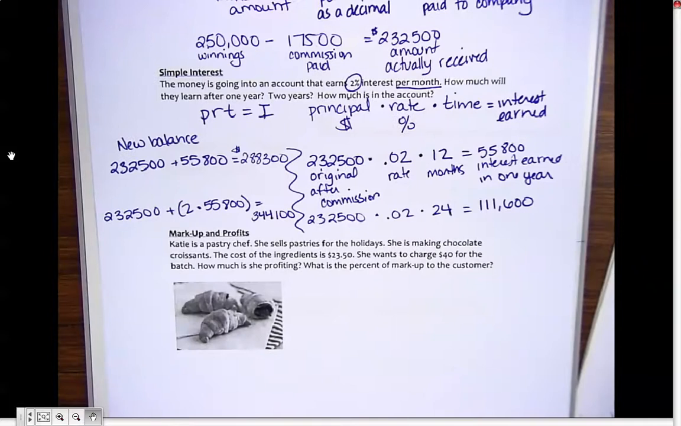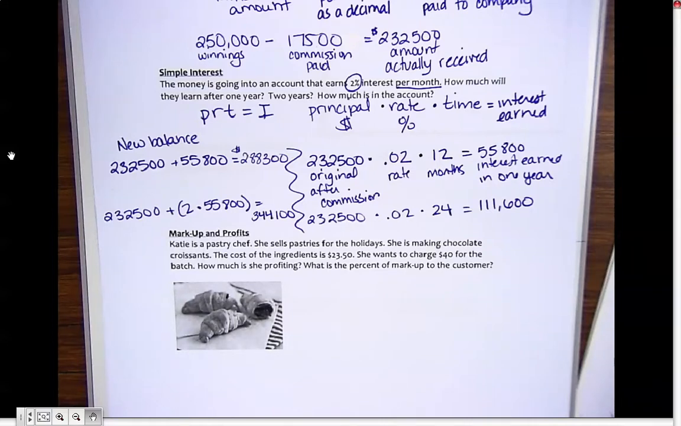All right, markup and profit. So Katie is a pastry chef. She sells pastries for the holidays. She's making chocolate croissants. The cost of the ingredients to her is $23.50. She wants to charge $40 for the batch. How much is she profiting? And what is the percent of markup to the customer?